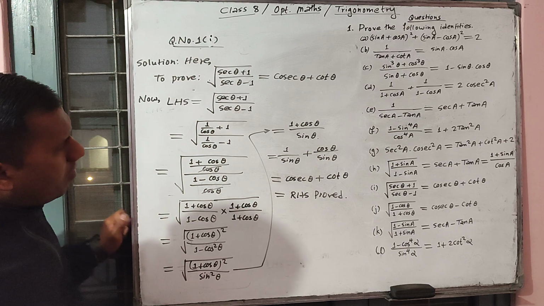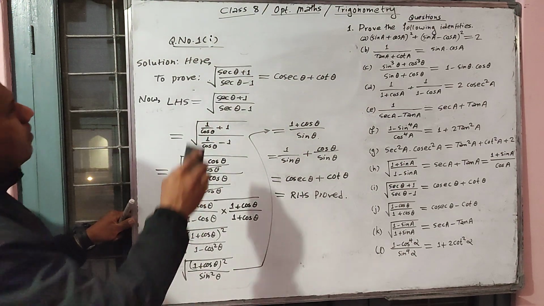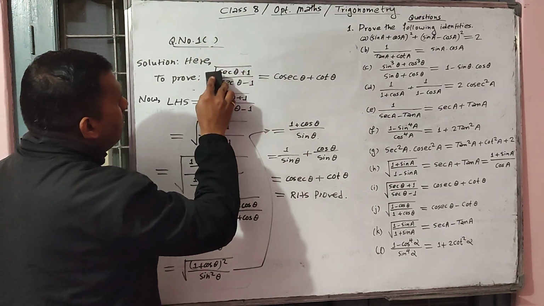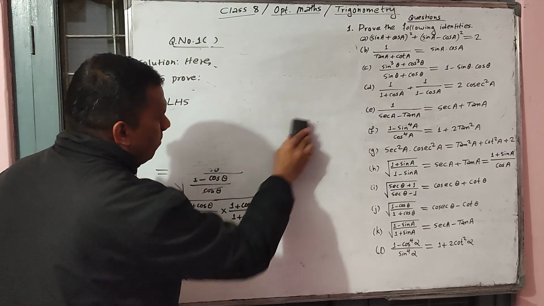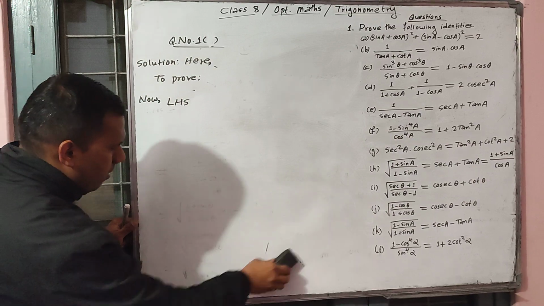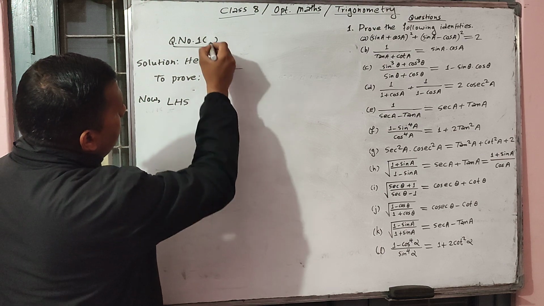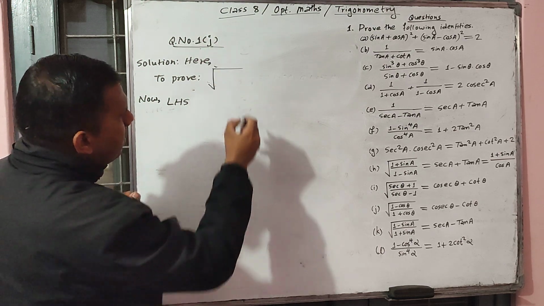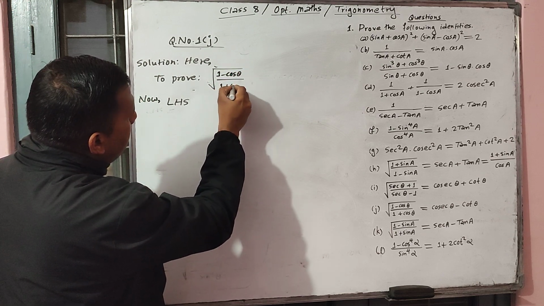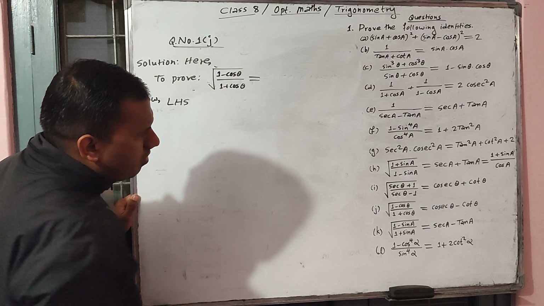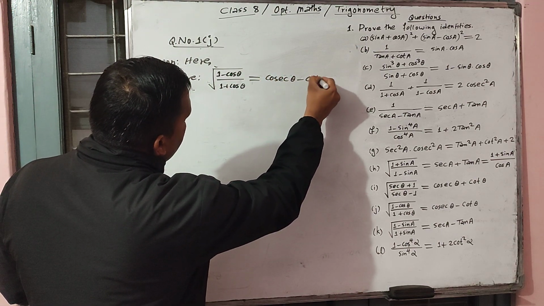Okay, students. Now we go to the next question, J. On J, we need to prove that the square root of (1 minus cos theta) whole upon (1 plus cos theta) is equal to cosec theta minus cot theta.